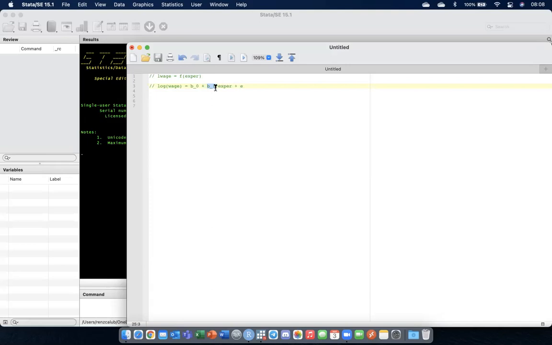Now, how will we get beta naught and beta 1? We can only make a guess. We can only make a systematic guess, and this systematic guess is what we're going to do via estimation. So we're going to estimate beta naught and beta 1 using the data that we have on wage and experience. And this is where your knowledge of statistics comes in.